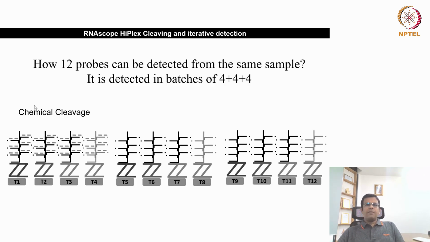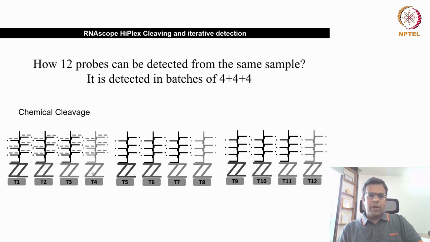Now, in one of the previous slides, we observed that with this technology, you can actually detect 12 different mRNAs in the same sample, right? So how can these 12 different mRNAs be detected from the same sample? It is detected in batches of 4 plus 4 plus 4. So how does it work? Let's say you want to detect 12 different mRNAs. First you hybridize your cells or the tissue with all 12 probes. Okay. So all 12 probes will hybridize to 12 different mRNAs.